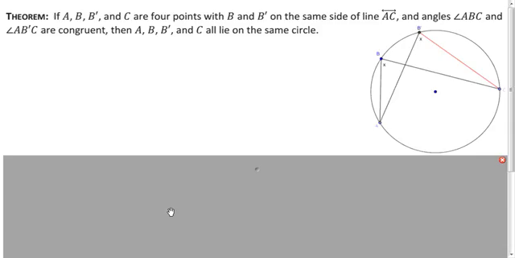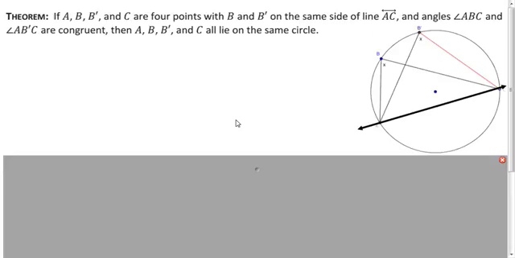Here we have a theorem that states if we have 4 points where B and B prime are on the same side of line AC, so if we connect A and C with a line, we'll see that they're both on this upper half plane, and angles B and B prime are congruent, then all 4 points are on the same circle. Now, we can prove this by doing an argument by contradiction.